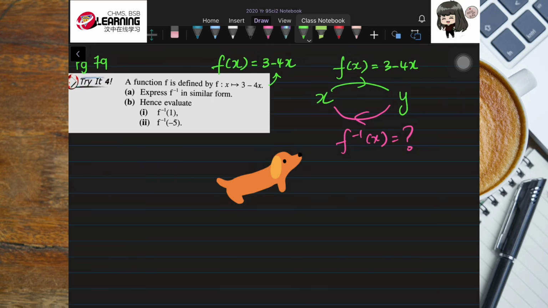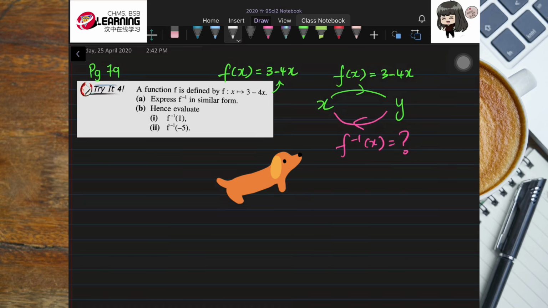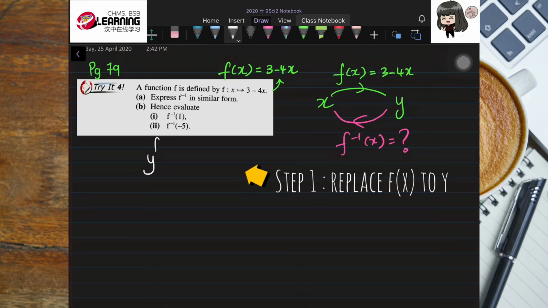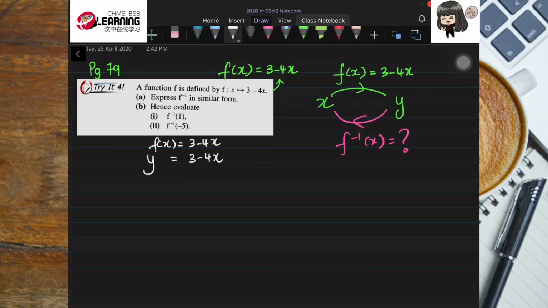Again, step 1: you let y be your f(x). Since your f(x) is equal to 3 minus 4x, your y is equal to 3 minus 4x. It's sometimes easier for you to write it as y, because you are already used to y. Your y is your output, and your x is your input.